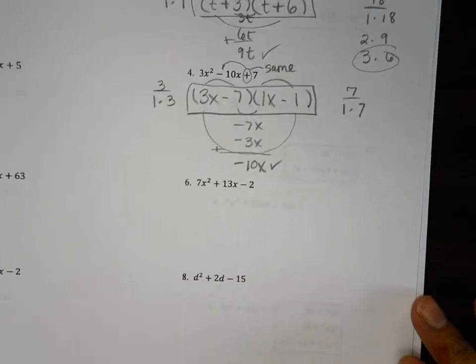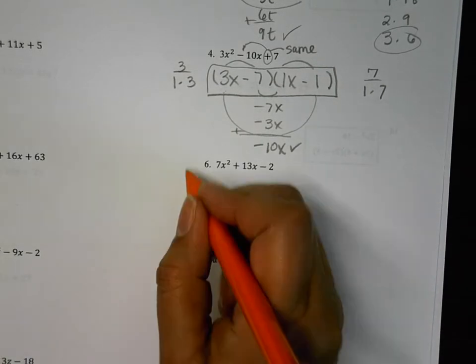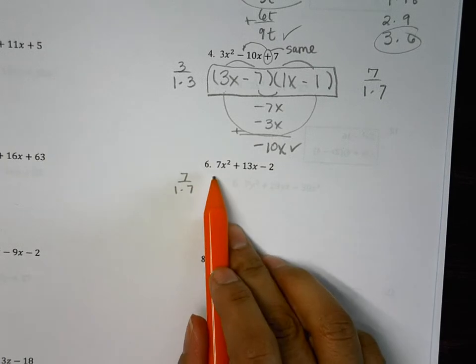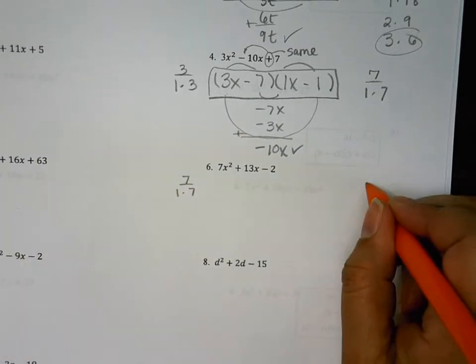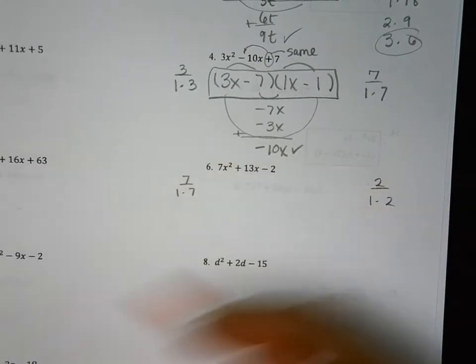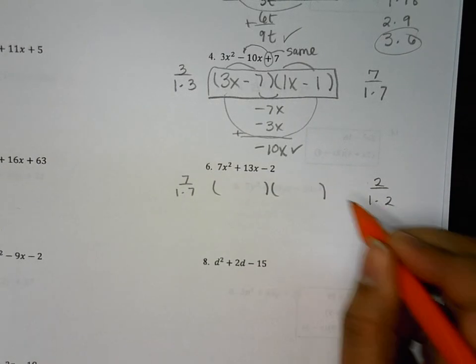Okay. Number 6. What's my leading coefficient? 7. Can I do the shortcut adding trick on this one? No, because my leading coefficient is not 1. What's my last number? Negative 2. I'm just going to take the 2, 1 and 2. The negative works itself out in the problem.